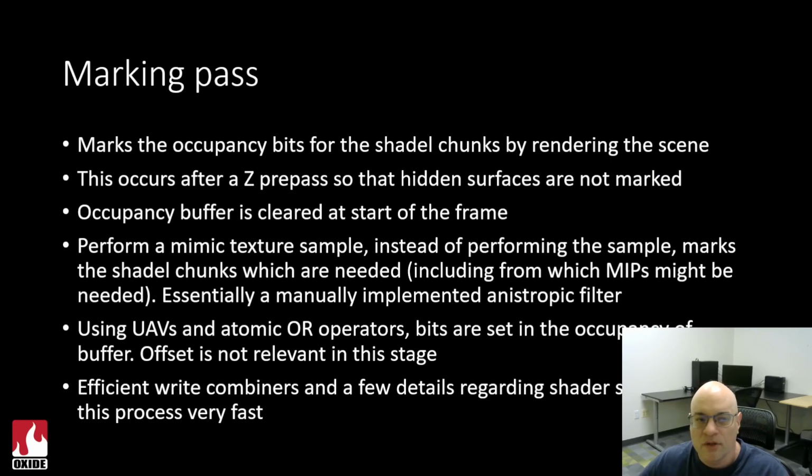All right, so the first thing that happens in our scene is we have to figure out what's visible. And we do what's called a marking pass. The marking pass clears the bit fields of all the different possible things that could be seen. And then we render the scene after a Z-prepass.